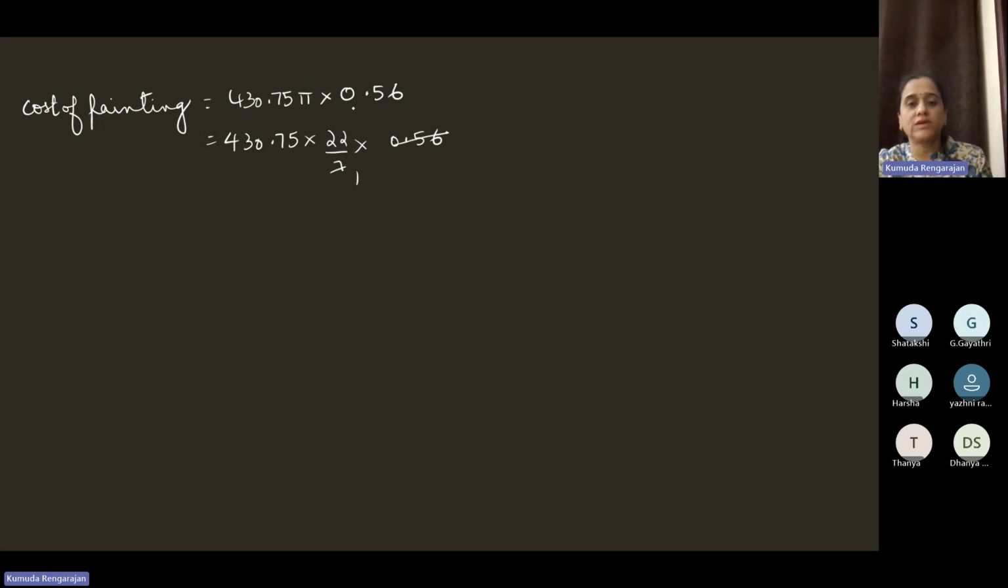So 7 ones are 7, 7 eights are 56, so it will be 0.08. 7 eights are 56, that's 0.56. So it will be 0.08.